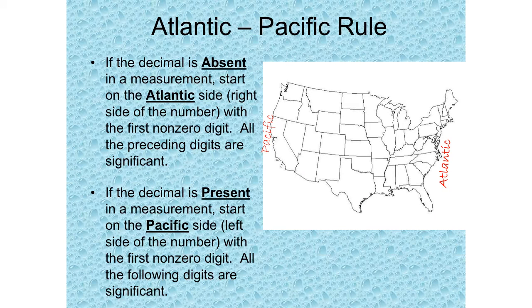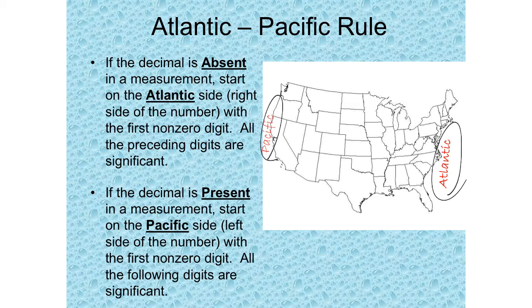Now, we are totally fine to just go by those rules that we just did. So if those rules make sense to you, that's fantastic. You can use them. This just offers us a little shortcut in case those rules were confusing to you. So this is called the Atlantic Pacific Rule. You want to treat your paper like a map of the United States. Atlantic Ocean over on the right-hand side, Pacific Ocean over on the left-hand side.